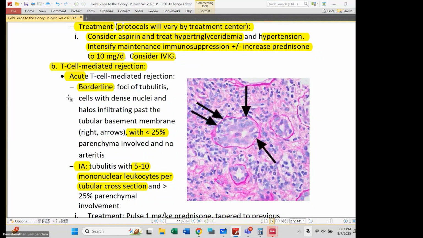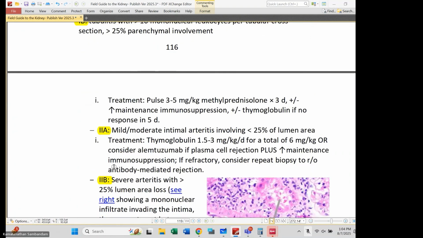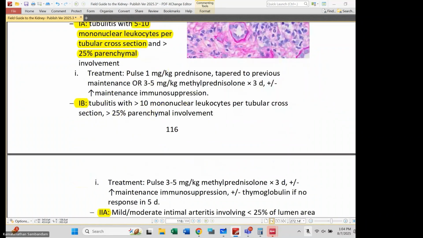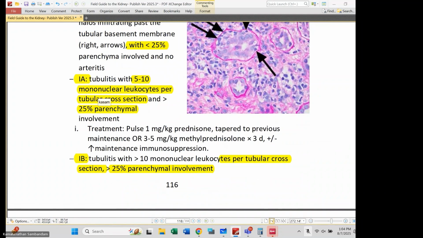If I see tubulitis, but it's involving less than 25% of the total surface area of the kidney biopsy specimen, I will call that borderline rejection. If I see greater than 25% of the surface area involved, that's when I begin to call it 1A, 1B, or 2A. 1A or 1B. The twos go into arteritis. So again, I'm looking for greater than 25% parenchymal involvement before I'm calling it anything but borderline.